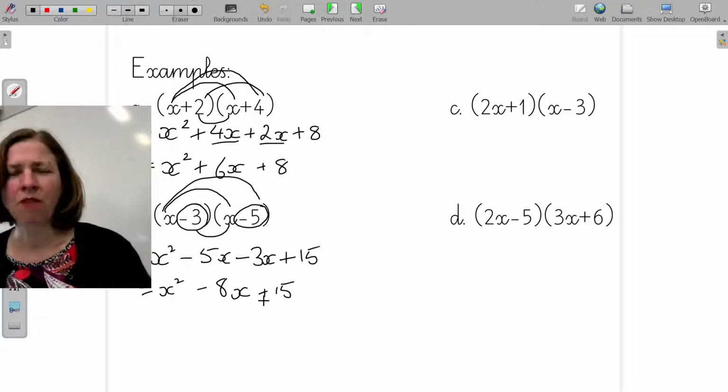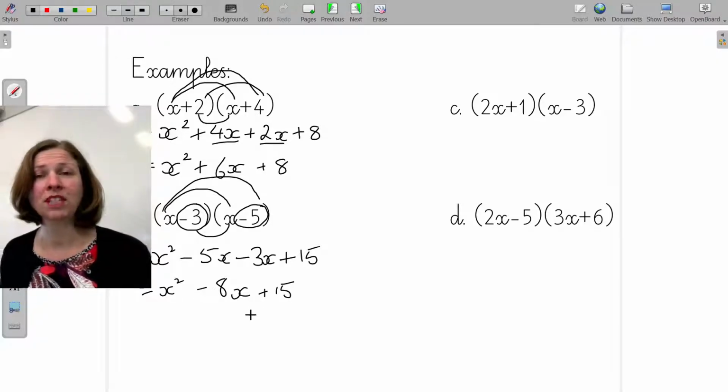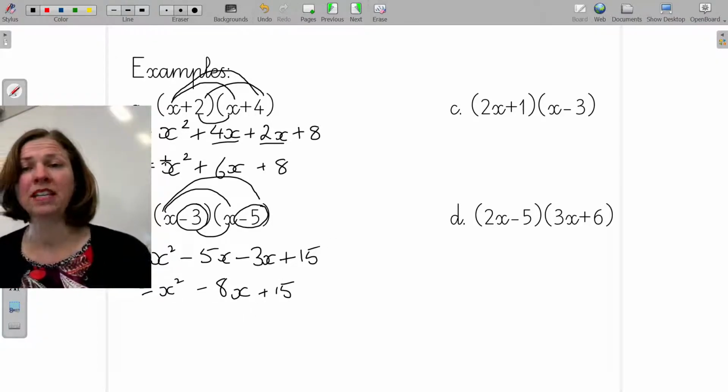Okay, what you might want to do now is pause and try this next example yourself on a piece of paper and then hit play and see how you went.